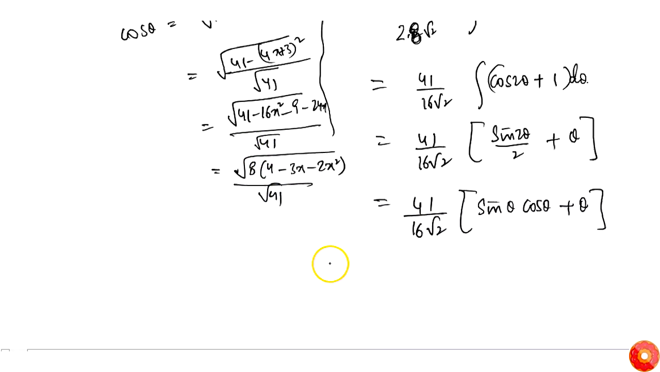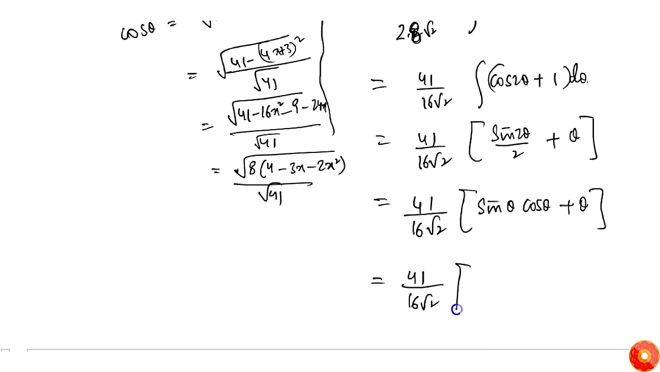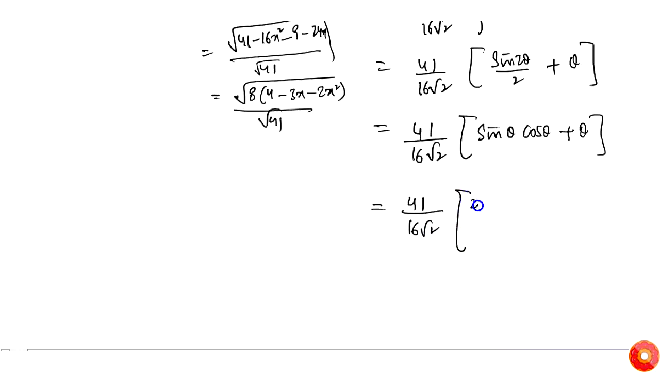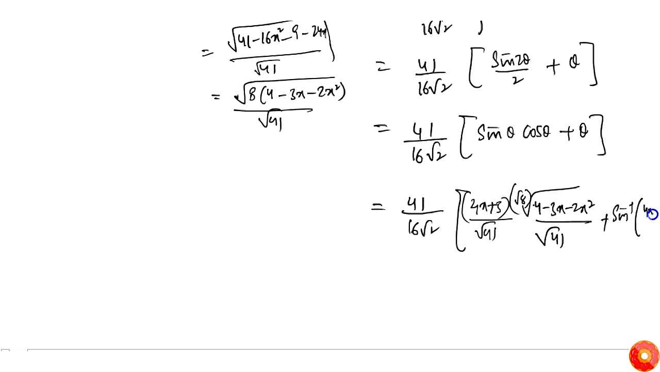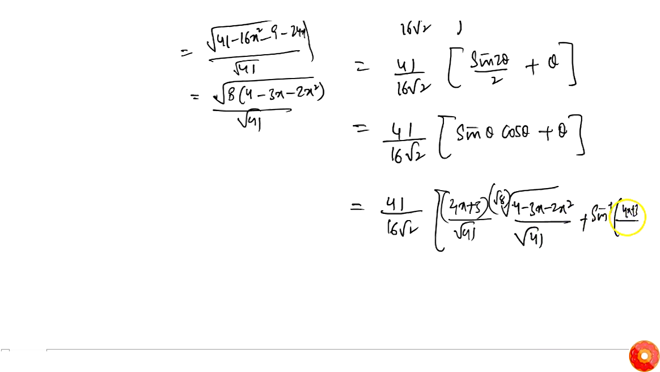So this whole thing will become 41 by 16 root 2 into sin theta, which is simply 4x plus 3 by root 41, into cos theta, which will be simply square root of 8, if I take root 8 common, into 4 minus 3x minus 2x square by root 41, plus theta, which is simply sin inverse of 4x plus 3 by root 41.